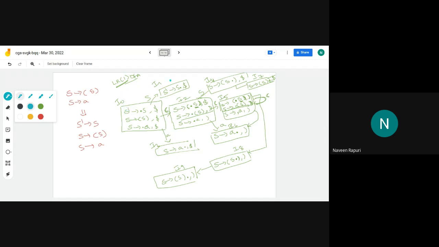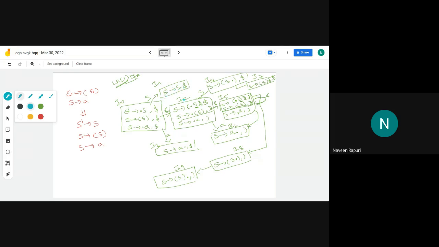I0 is not matched with any other states. No, sir, because here S dash is there. Other items don't have S dash. So I0 is not matched with any other. And I1, it is also not matched with any other because it is completed here. And only one start symbol is there, that is S dash.